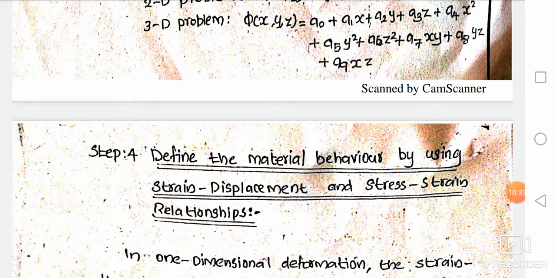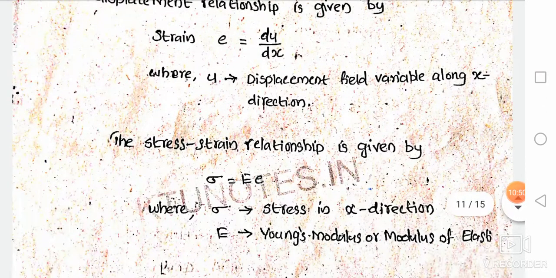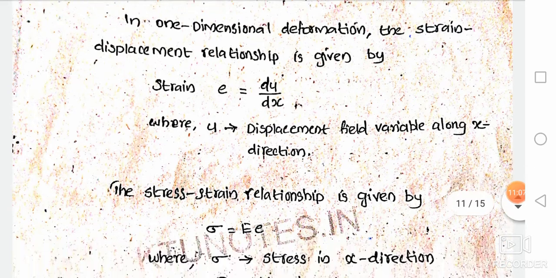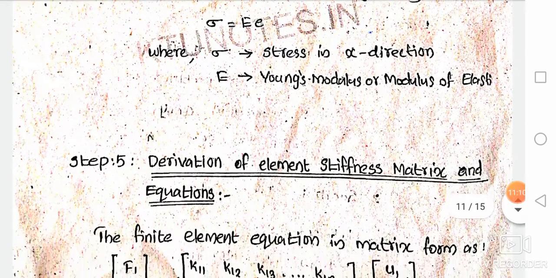In case of a quadratic polynomial, one-dimensional problem, phi of x equals a0 plus a1x plus a2x square. Next step is to define the material behavior by using strain, displacement and stress-strain relationship. This is the important word: strain, displacement and stress-strain relationship. We know the stress-strain relationship, that is sigma is equal to E into epsilon, or Young's modulus is equal to stress by strain. Or we know the other relation, strain is equal to change in length by original length, that is du by dx. We find the material behavior.